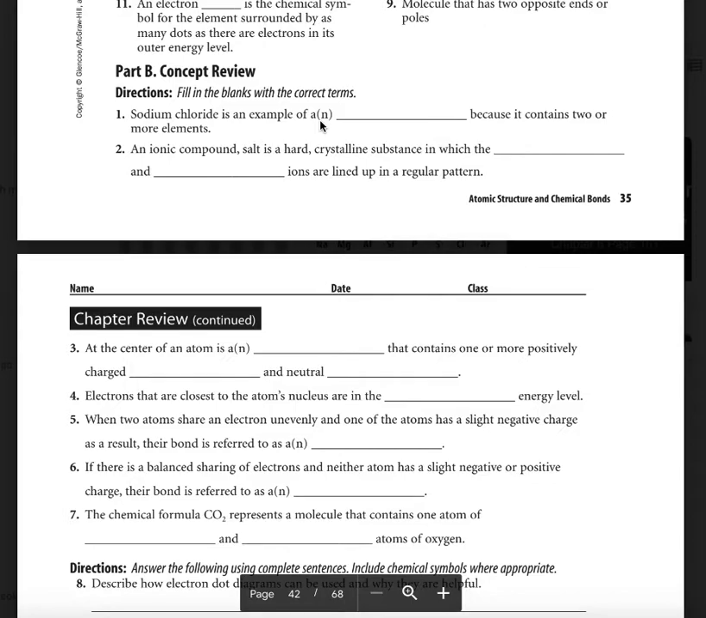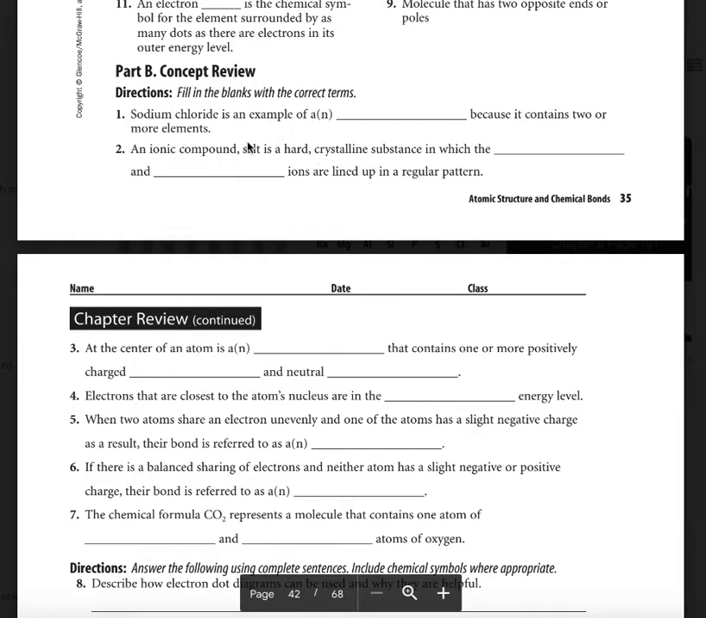Number 2, an ionic compound, salt, is a hard, crystalline substance in which the blank and blank ions are lined up in a regular pattern. If they're in a regular pattern, that's usually going to point us in the direction of a specific type of solid. We learned about amorphous and crystalline solids. This is already saying that it's a crystalline solid.